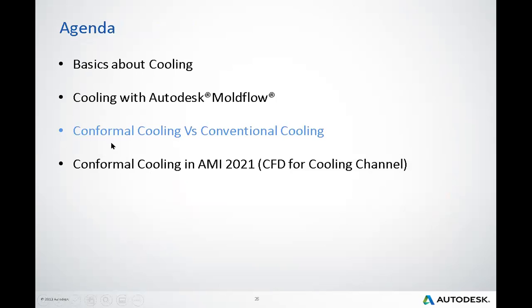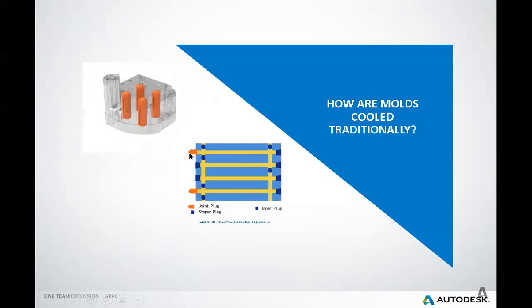Okay, the third topic we'll talk about is conformal cooling, the main topic of today, versus conventional cooling. What is the difference? Traditionally, we cool the mold by drilling holes in the mold component and then using a joint plug, stopper plug, or inner plug to plug all the holes, and then controlling the coolant to go inside the mold.